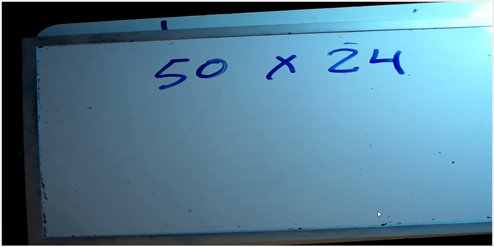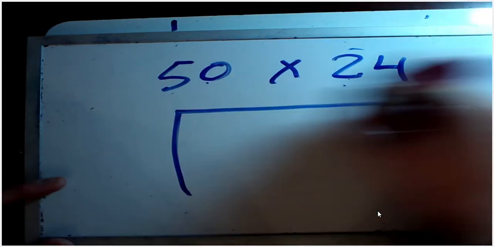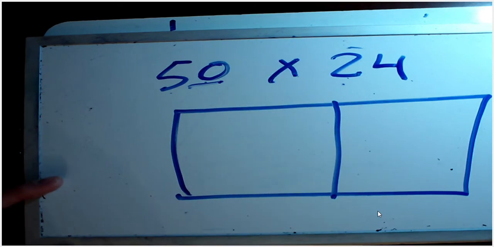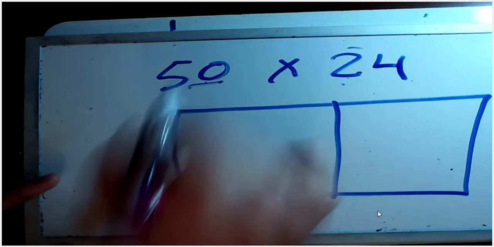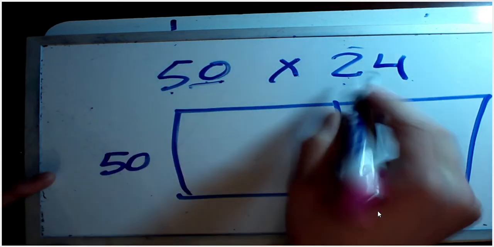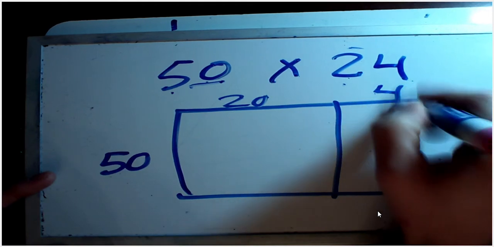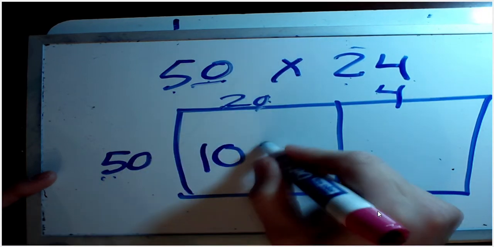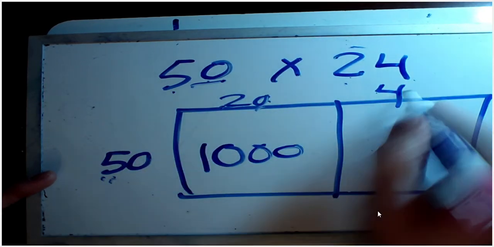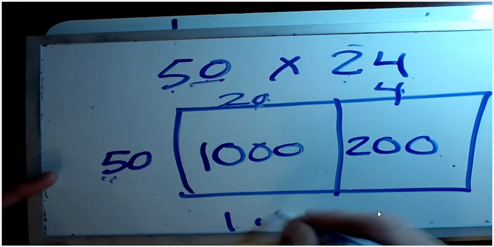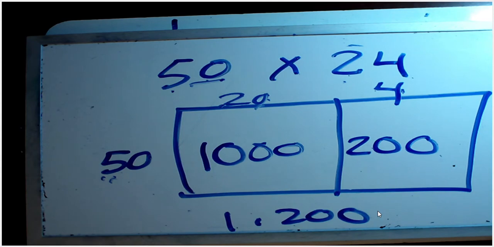So typically you would draw your 4 boxes in your area model. I'm going to just do 2, since I have a multiple of 10, a number ending in a 0, because that's just 5 times 10, right? So I have my 50 here, and then my 20 and my 4. 50 times 20, 5 times 2 is 10. Add my 2 zeros to my extended fact, that's 1,000. 5 times 4 is 20. Add my zeros, 200. I have 1,200 as my total for my partial products.